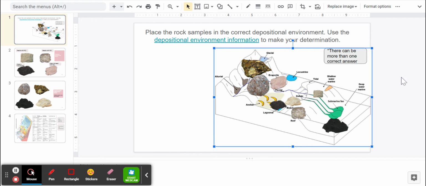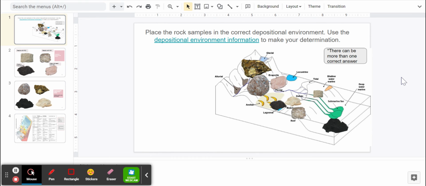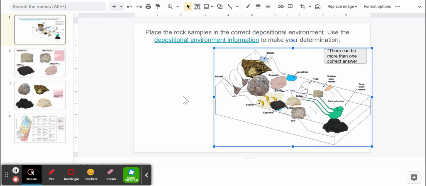So the main thing that I wanted you to recognize from this activity is if we are to look at this diagram, what trends can we recognize as you move out to sea? So what are we noticing about the rocks as we move from the mountaintops to the beaches, to the reefs, to the deep water, to the deep ocean?